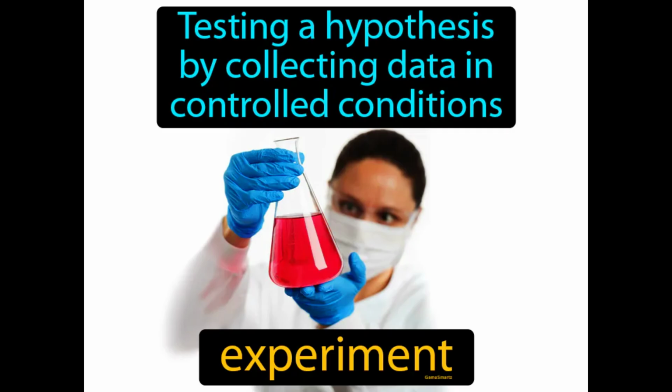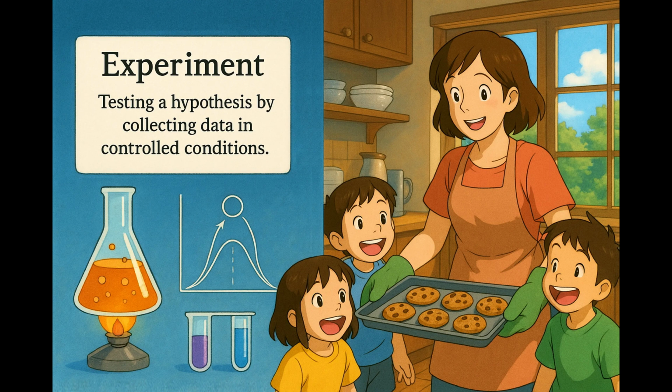Testing a hypothesis by collecting data in controlled conditions. Experiment. An experiment is a test scientists do to learn more about how something works. Imagine you're trying to find the best recipe for baking chocolate chip cookies that everyone will love. This is similar to testing a hypothesis in science, where you make a guess about something and then gather evidence to see if you're right.